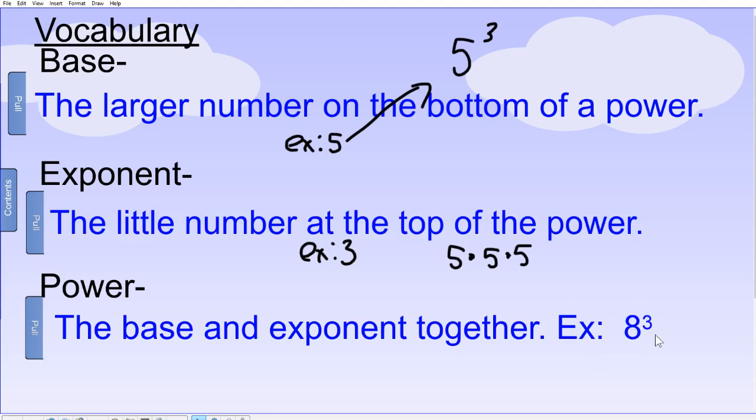You can read this a couple different ways. You might hear people say 8 to the 3rd power, or 8 to the power of 3. This one could actually be read as 8 cubed. Certain exponents have their own special names, like you've seen in the previous unit 0. We can say that's 5 squared, 5 cubed. Now it goes 5 to the 4th power, 5 to the 5th power, 5 to the 6th power, and so on like that.